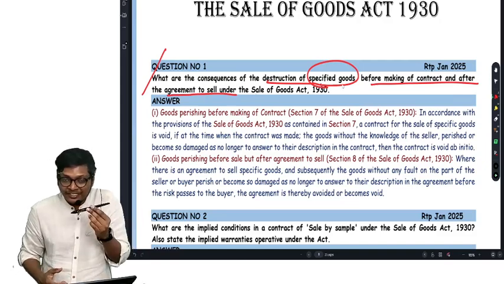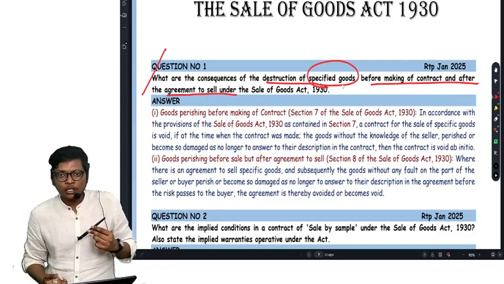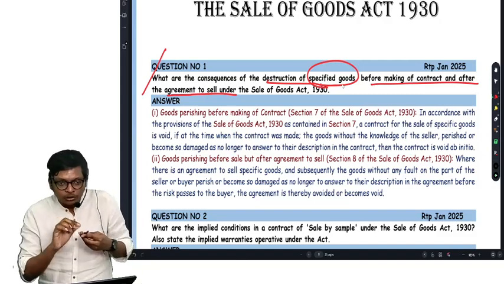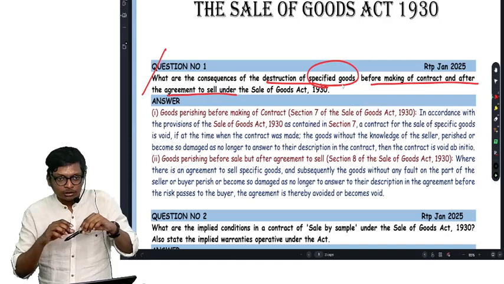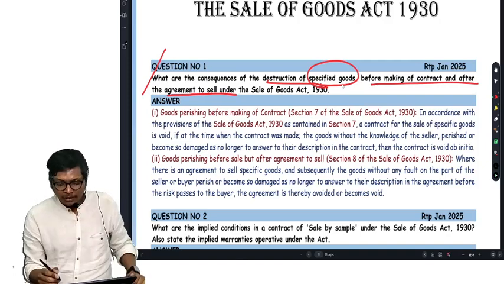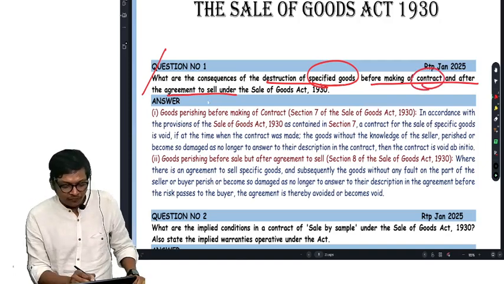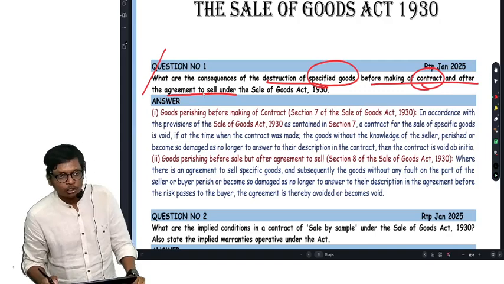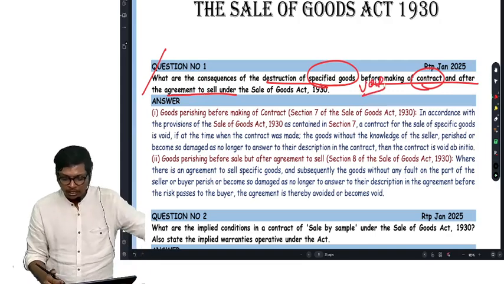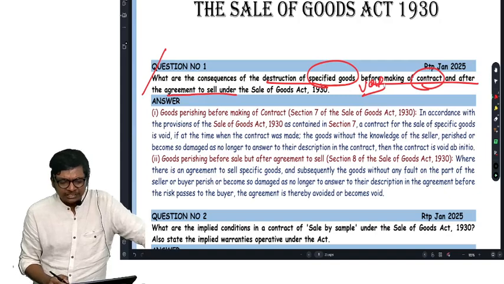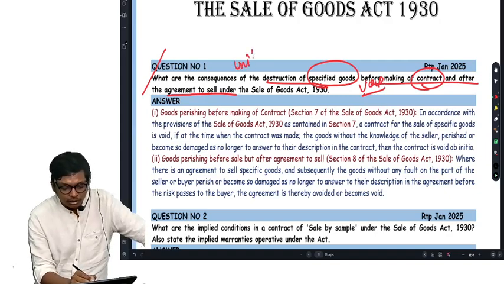Now I specifically want to buy this pen. Why do you want to buy this pen? In this pen Dhoni signed. So this is the one pen, nobody else has this extra copy. So if this pen is destroyed before making contract and after making agreement to sell, in both cases the contract will be void. Are you following, guys? So this is straight away from unit 1.